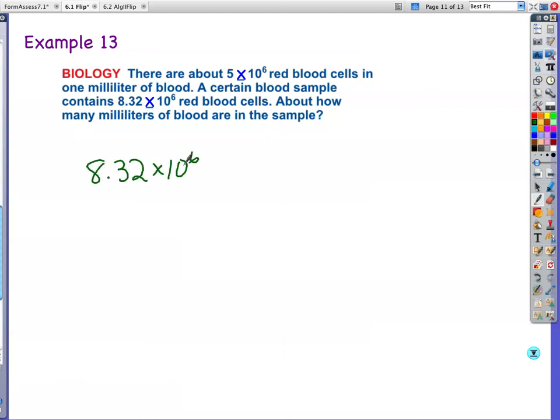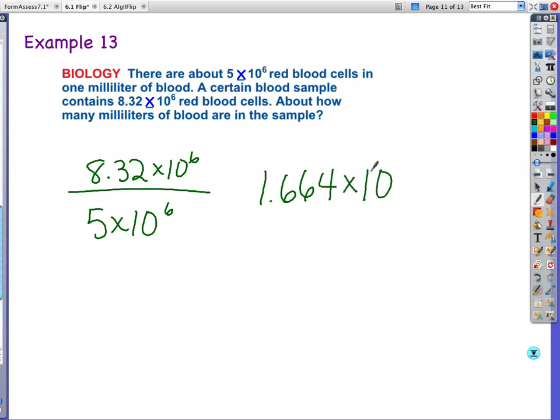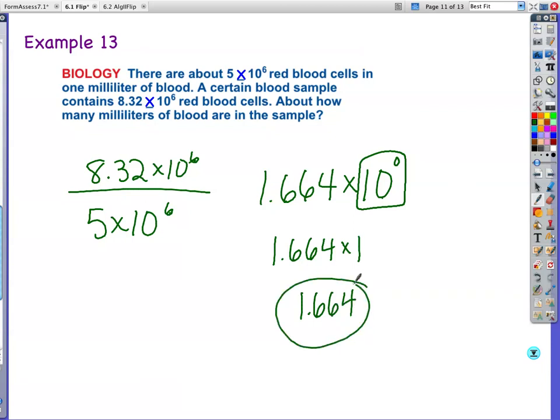8.32 times 10 to the 6th divided by 5 times 10 to the 6th. Same process. I'm going to keep showing you 8.32, and I'm going to divide that by 5. That gives me 1.664 times 10 to the what power? 6 minus 6 is 0. What's anything to the 0 power? And notice I'm only doing this part here. 1. So I actually have, you don't need to write this out, times 1. But now you do need to write down the answer. It's just 1.664. And what should I say? How many millimeters of blood are in the sample? So this must be millimeters of blood. Oh, milliliters. Silly me. Milliliters.